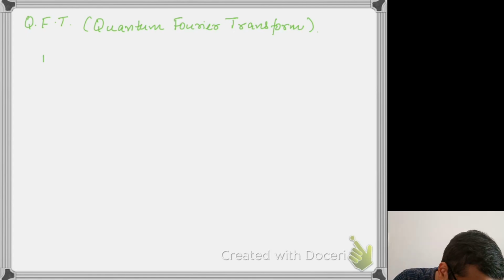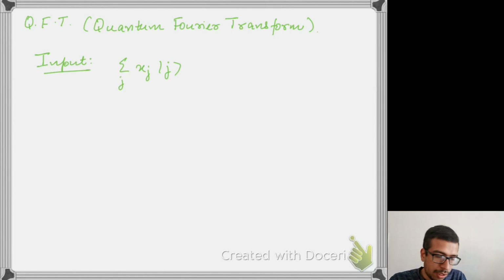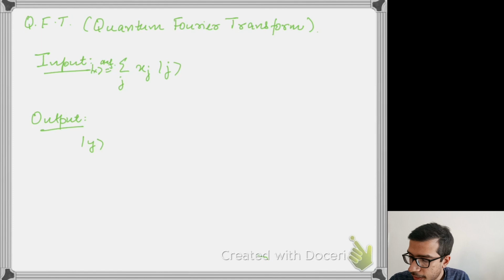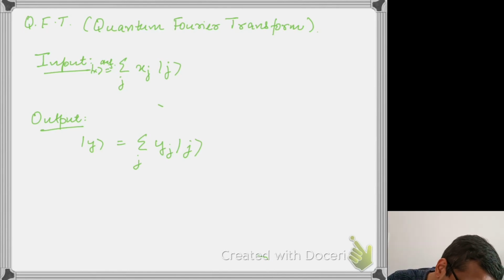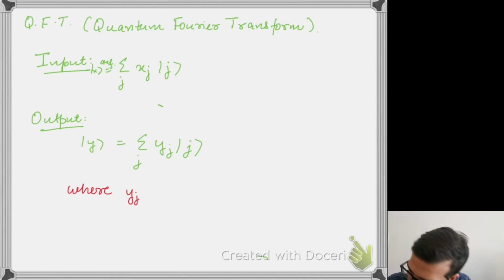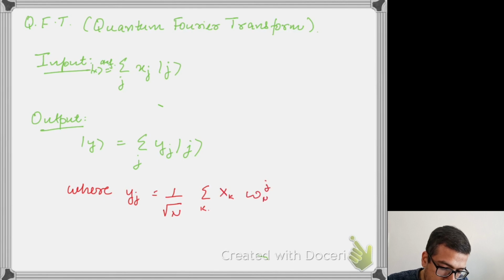So a quantum Fourier transform consists of an input state which is of the form sum over j x_j ket j. This I'm going to denote by ket x. The expected output state is ket y, which is sum over j y_j ket j, where y sub j is 1 over root n sum over k x_k omega_n to the power of jk.